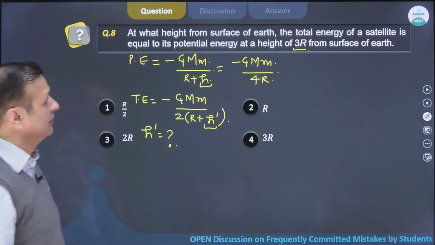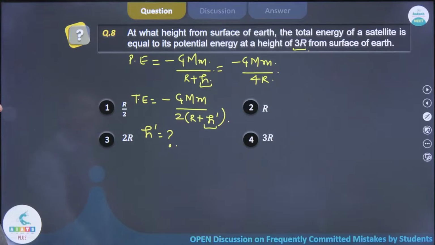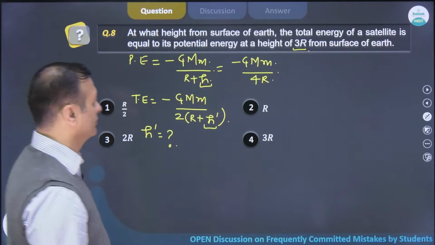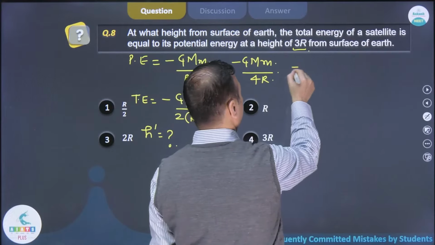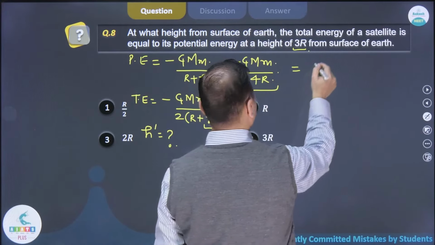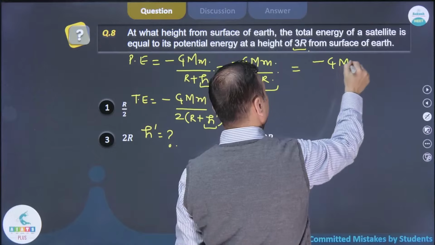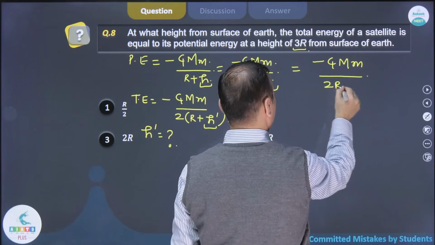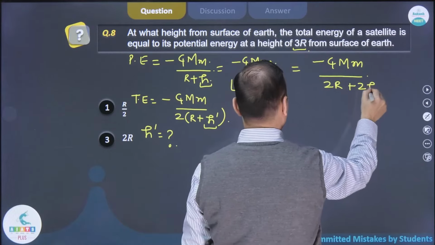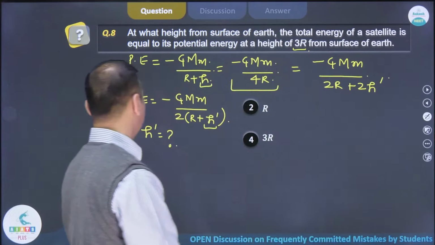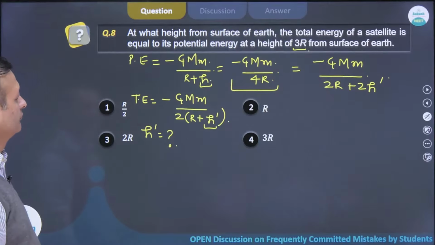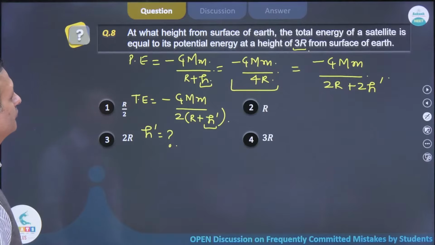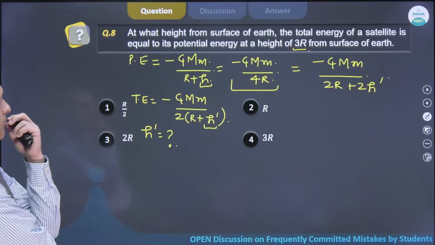But under the given condition, the total energy of a satellite is equal to its potential energy. Fine. So this was the potential energy, and total energy is minus GMm by, if I simply say, 2r plus 2h dash. Got it?